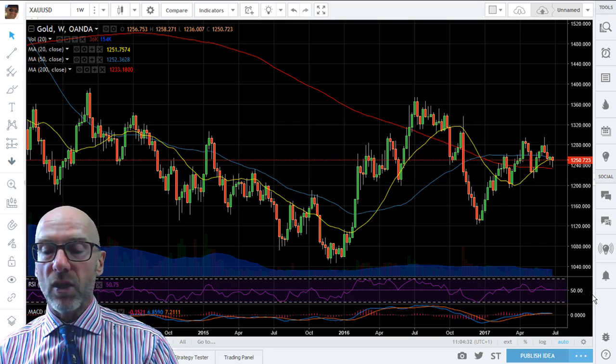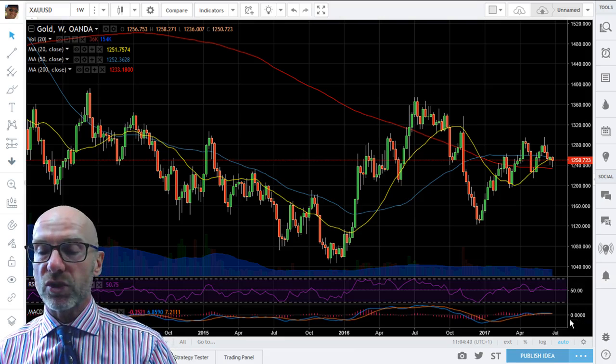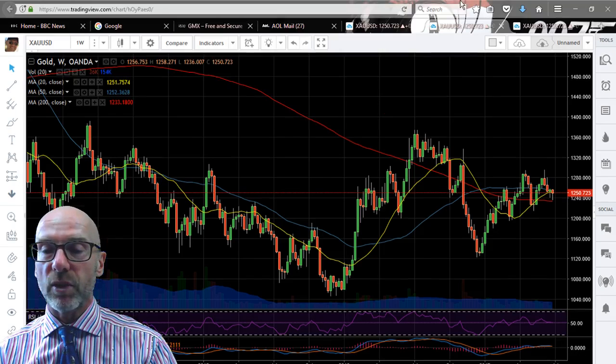The RSI on this weekly is actually not showing us a great deal. It's just range trading and is presently just at 50.75. And the MACD also indicating lack of either upside or downside momentum as they flatline just above the zero.